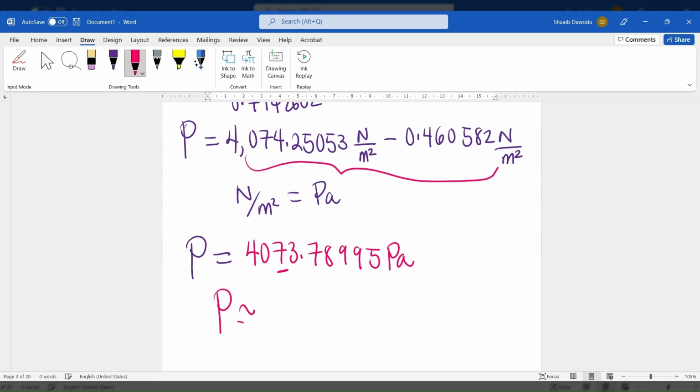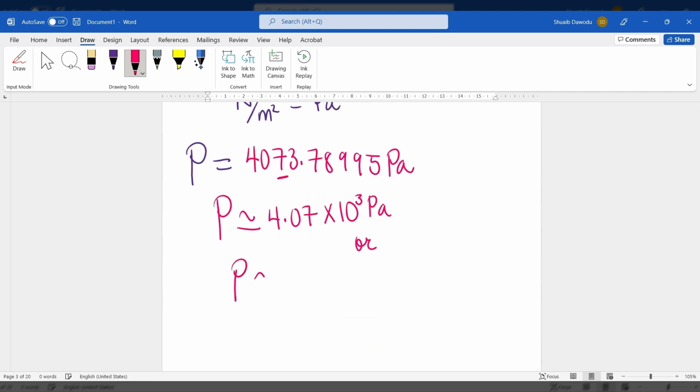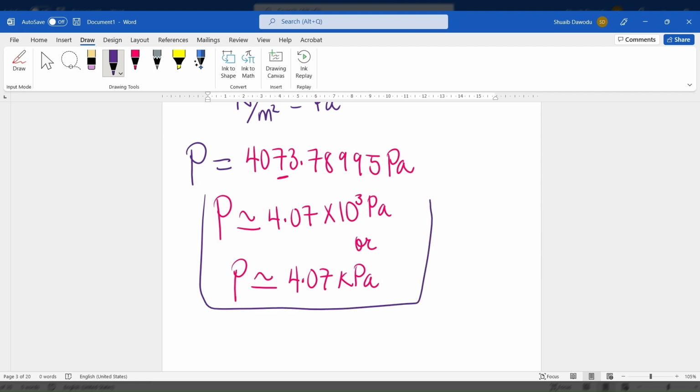So pressure ends up becoming 4.07 times 10 raised to the power of 3 Pascal, or we can just say pressure ends up becoming 4.07 kilopascal. So that's basically the answer to this question. That's the value for pressure.